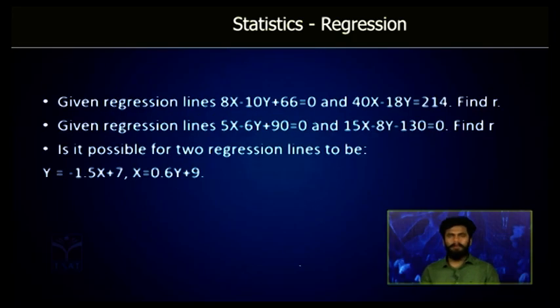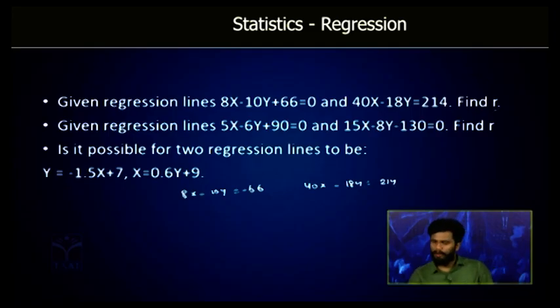We will see mathematically how they will ask the questions. The given two regression lines are 8x minus 10y plus 66 is equal to 0 and 40x minus 18y is equal to 214. We have to find r. So we have two regression lines and we have to find the value of r. First, in order to find it, we need to find byx and bxy. Now check here.